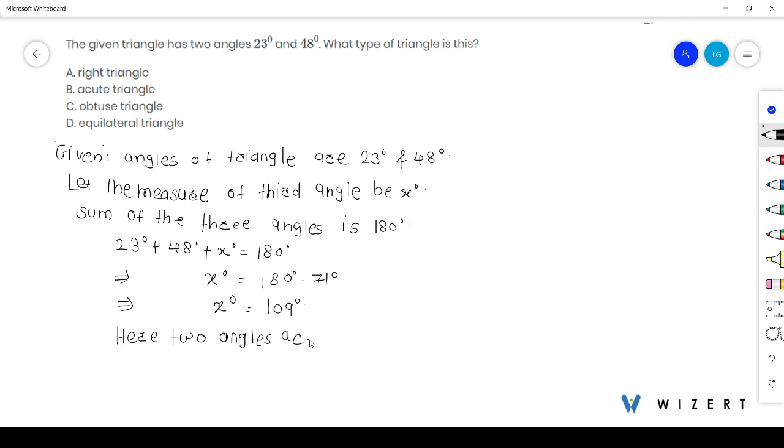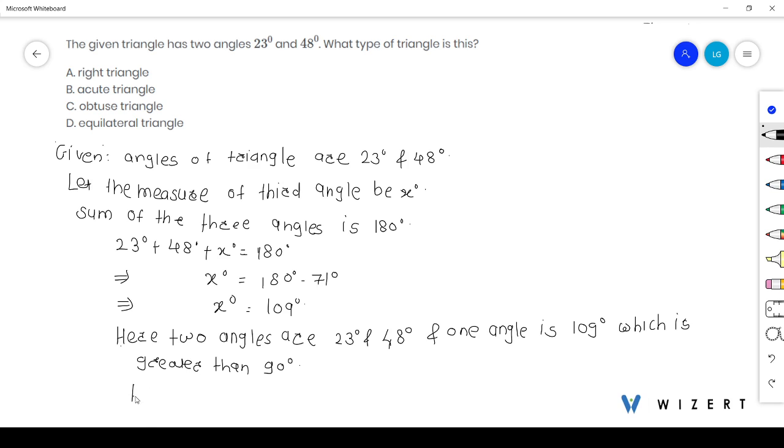Now here we can observe two angles are 23 degree and 48 degree, and one angle is 109 degree and it is greater than 90 degree, which is greater than 90 degree. As we know that if one angle of the triangle is greater than 90 degree, then this is an obtuse triangle.